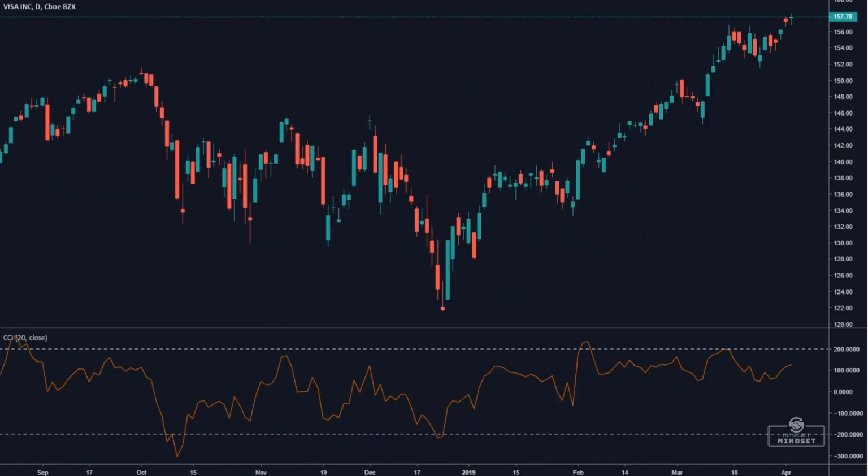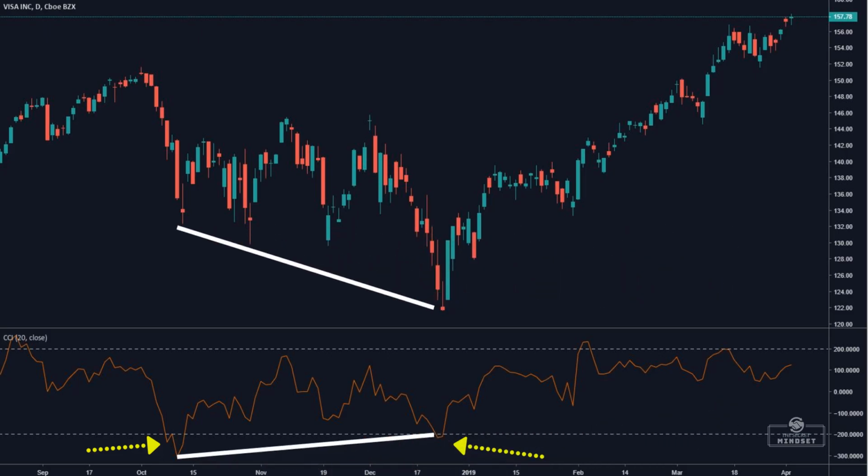Another great trade was on the Visa stock. By now I hope you trained your eyes to spot this CCI pattern. The oversold level hit twice, the regular divergence, and also the trendline break.